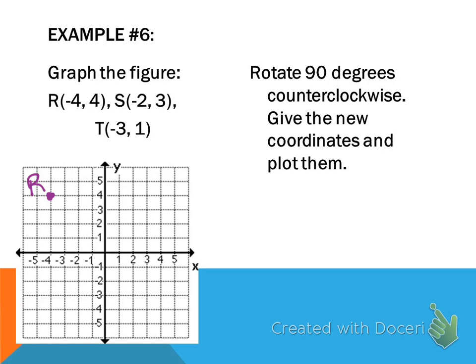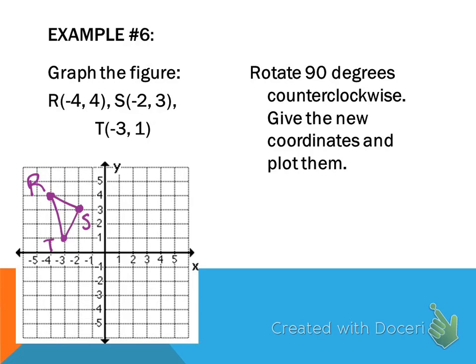Then point S is going to be at -2, 3. How do I get there? Left 2 and then up 3. That will be point S. To get to point T, -3, comma, 1. Left 3, up 1. There's point T. So that is our original figure.